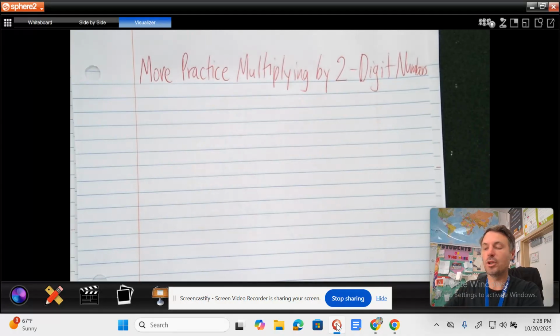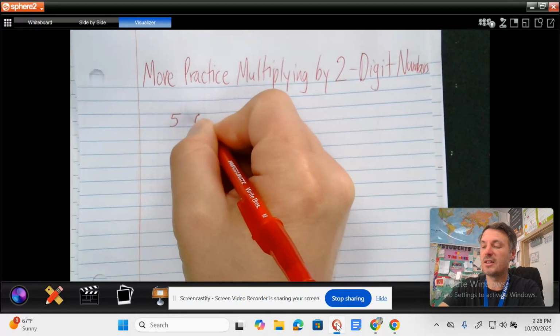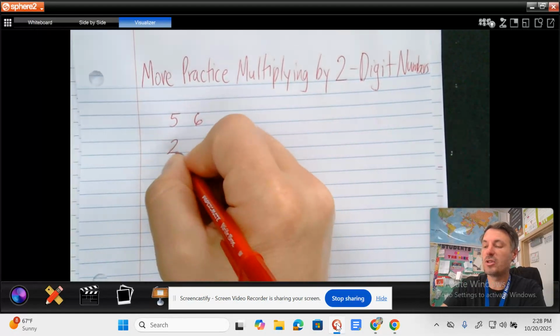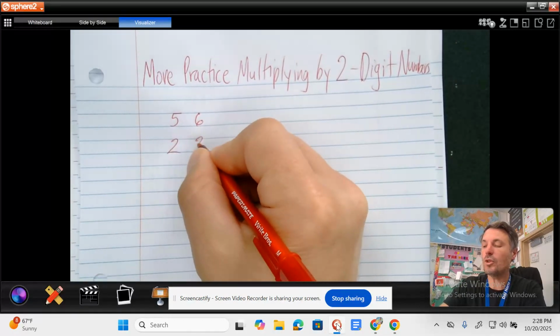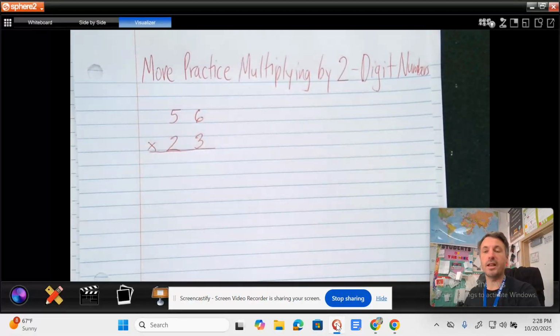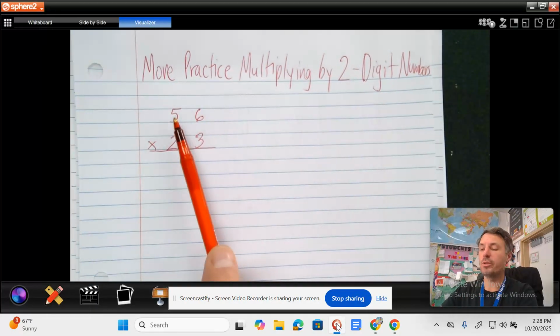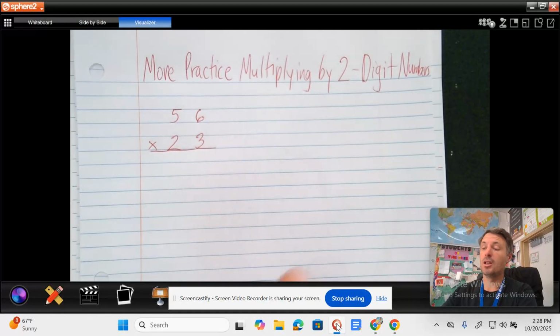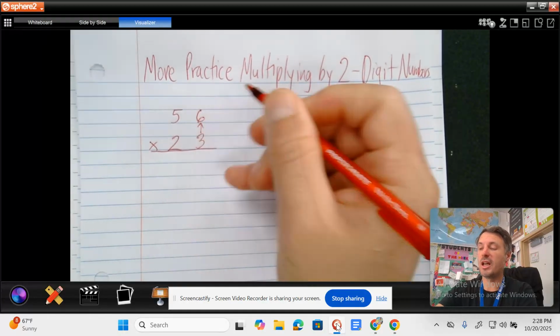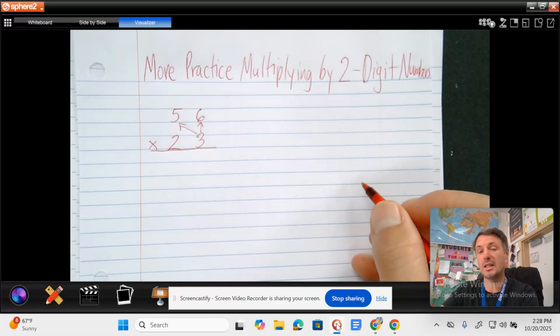So here's an example of the kind of problems that we're doing today. 56 times 23. Okay? A two-digit number multiplied by another two-digit number. Now the way we start this off is we do it the exact same way we do it if it was 56 times 3. We just do the 3 times the 6 and then we do the 3 times the 5 and we regroup when necessary.